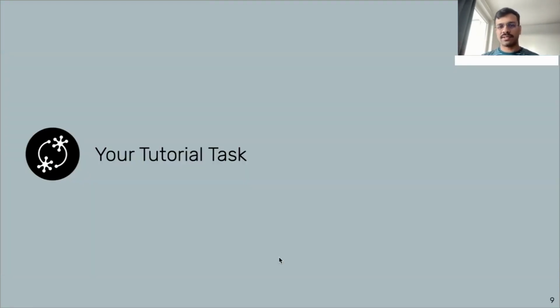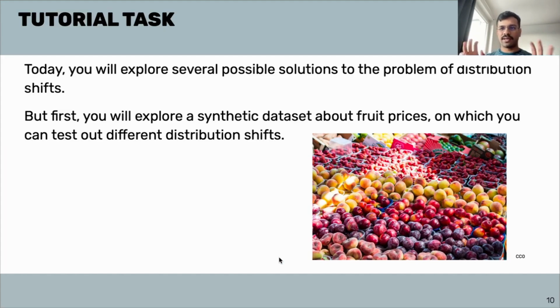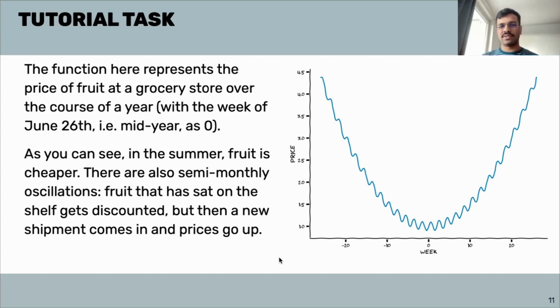So in the tutorial task, what we'll do is we'll basically study these two changes. So here we're going to look at a different problem. So we will create a synthetic data set about fruit prices, and then on this data set you can test out different distribution shifts and what problems that creates for simple models. So what we'll do is we'll cook up a function which represents the price of fruit at a grocery store over the course of a year. And so let's say mid-year is where the price is the lowest, so June 26th, right? And then as you go to the other months of the year away from June, the price increases. And then you have some local fluctuations.